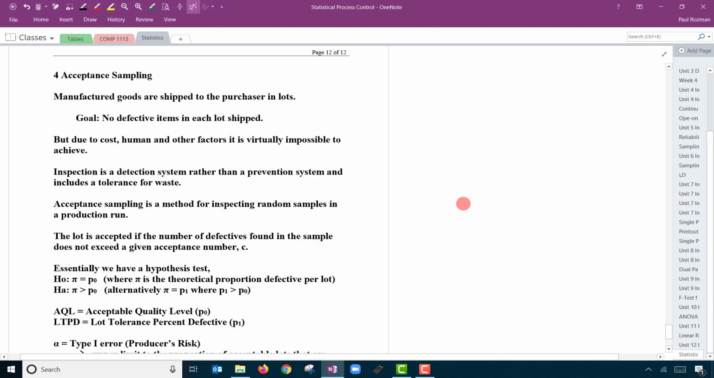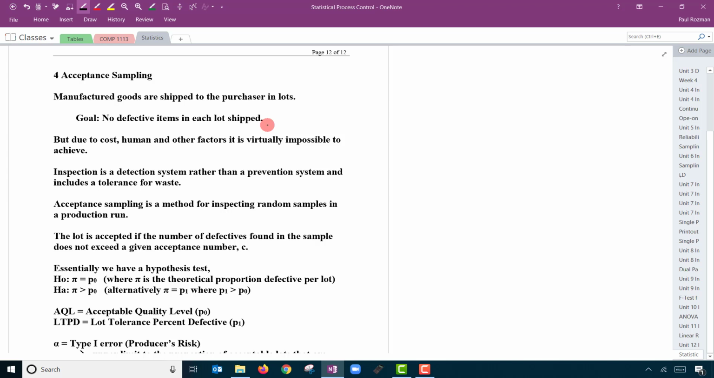Sometimes you can just go and inspect them all, fix the ones that you identify as bad, and then you can finally ship the lot. But that's costly to you. So you have these things that are costly to you, and you have other things that are costly to the people that are buying the things. So you don't really want either error, and the two tend to be linked.